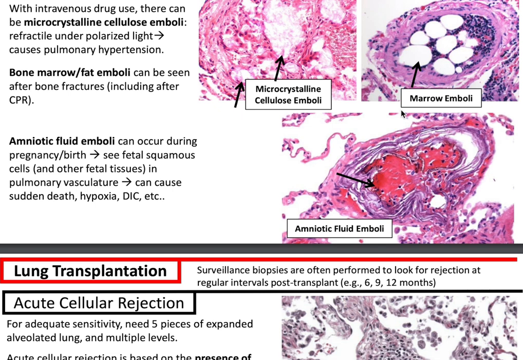Amniotic fluid emboli can occur during pregnancy/birth. You see fetal squamous cells and other fetal tissues in the pulmonary vasculature. It can cause sudden death, hypoxia, and DIC. And here you see amniotic fluid emboli here.